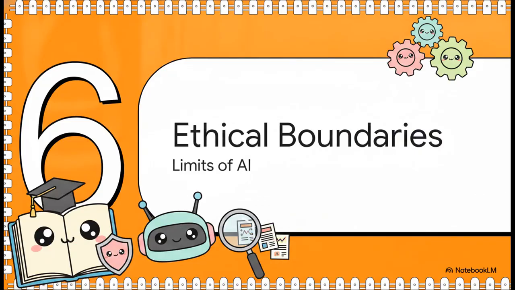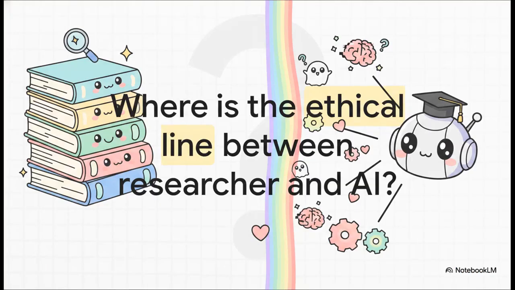Finally, Section 6, the ethical boundaries. Navigating the limits of artificial assistance. Now, because these tools are just so incredibly powerful, it really raises a vital question we have to talk about. Where exactly is the ethical line between you, the human researcher, and the AI tool? Because let's be real, it is incredibly tempting to just drop 50 full PDFs into the AI and ask it to write your whole literature review for you.